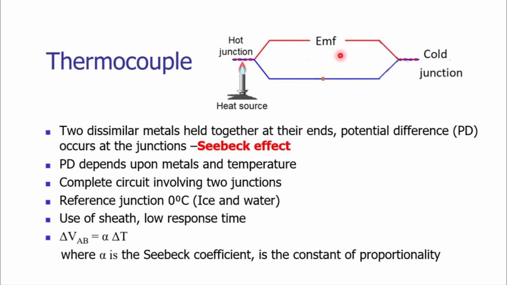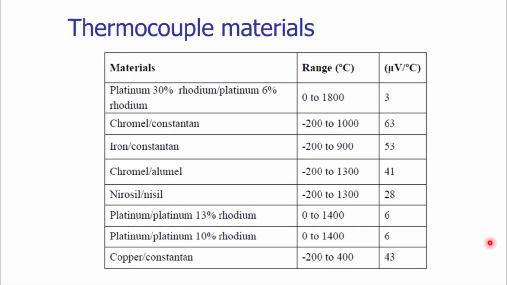The magnitude of the EMF will be in proportion to the difference of temperature at the hot junction and the cold junction. If we know the temperature of the cold junction, then we can easily compute the temperature of the hot junction. A variety of materials are used in the measurement of temperature based upon the Seebeck effect. These materials can be seen on your screen.